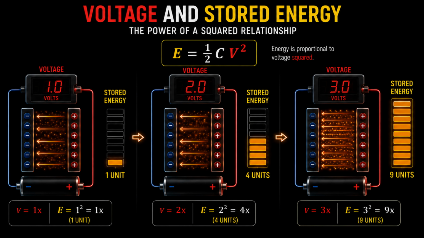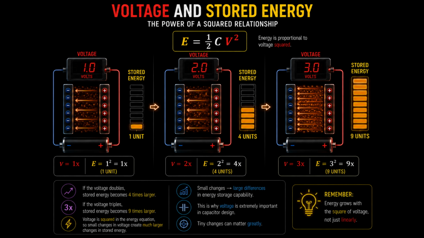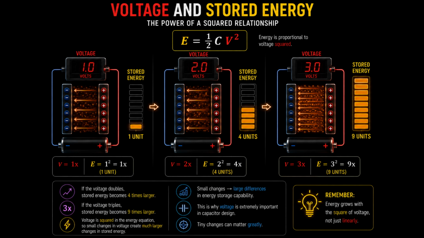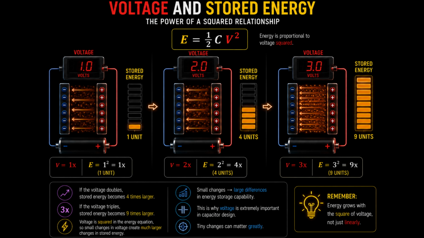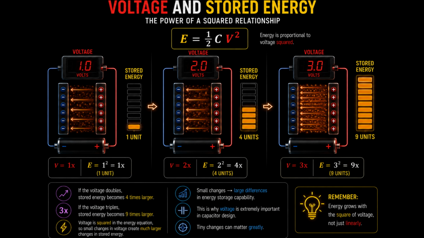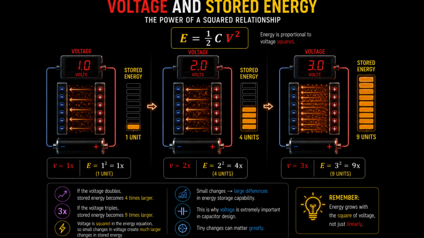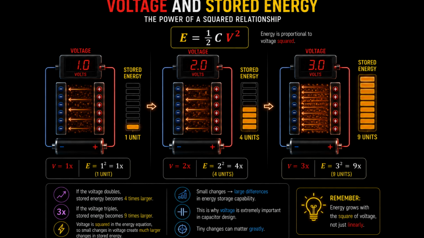If the voltage doubles, stored energy does not simply become twice as large. Instead, it becomes 4 times larger. Increase voltage 3 times, and the stored energy becomes 9 times larger. Small changes can therefore create surprisingly large differences in energy storage capability. This idea explains why voltage becomes extremely important in capacitor design. Tiny changes can matter greatly.